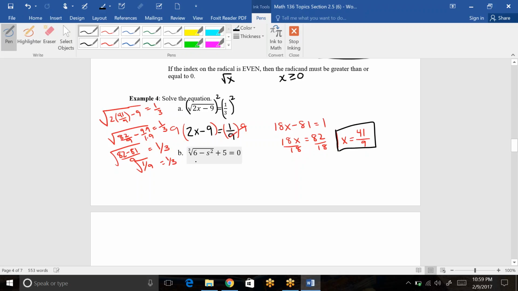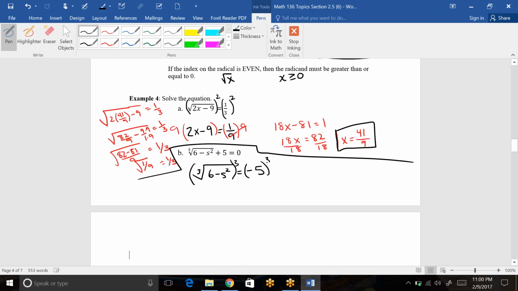Okay, let's look at B. Let me mark this off. B is a cubed root, but it's not isolated, so we need to move that 5 over first. So subtract it to the other side. We're going to cube everything to get rid of the cubed root. This would be 6 minus s squared equals negative 125. We need to subtract the 6 over. So negative s squared, don't forget that negative there, equals negative 131.